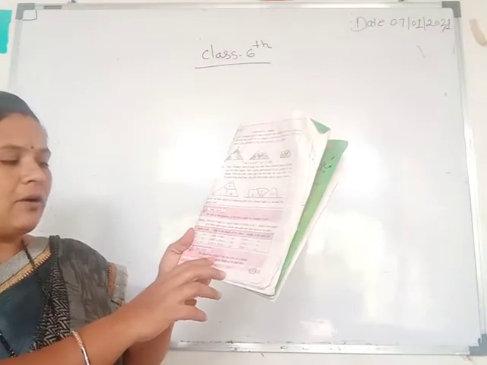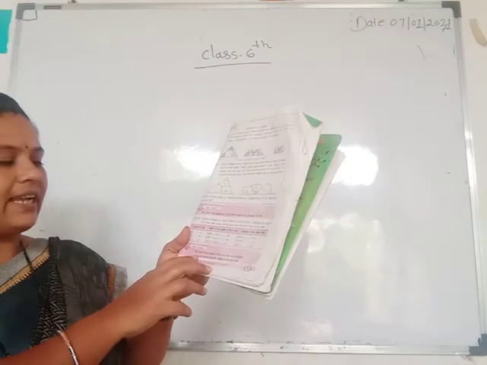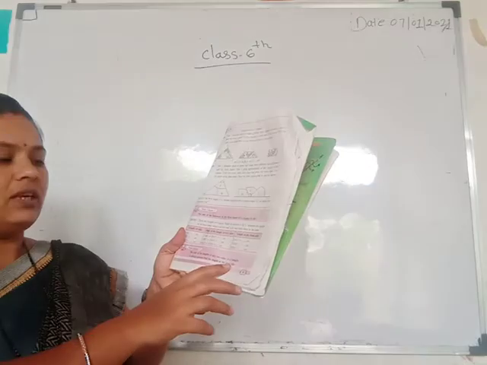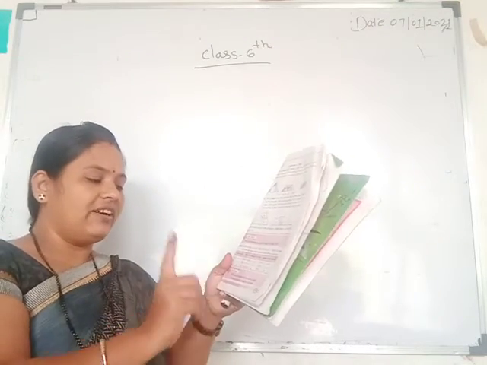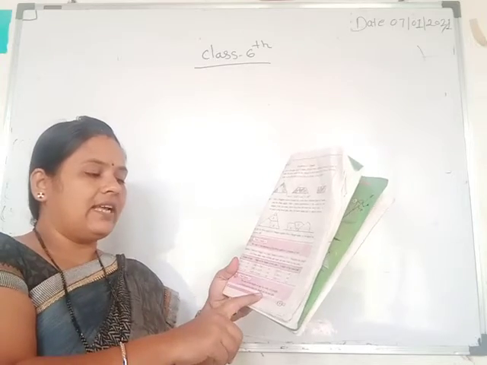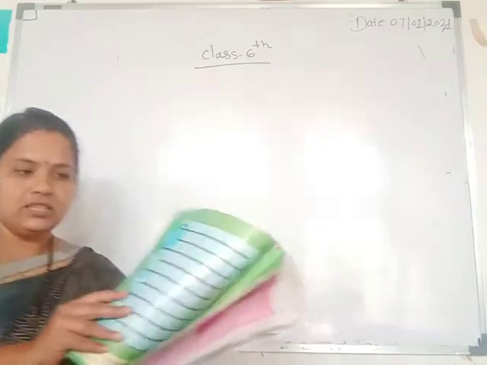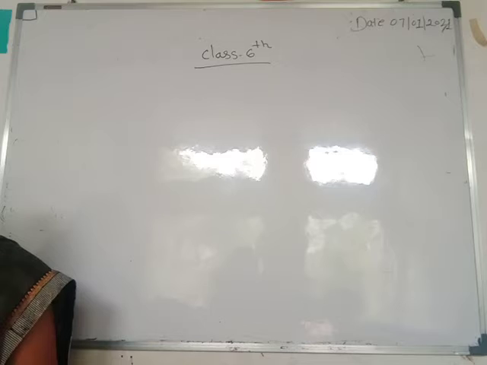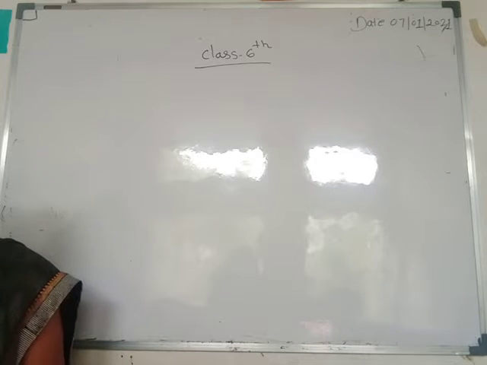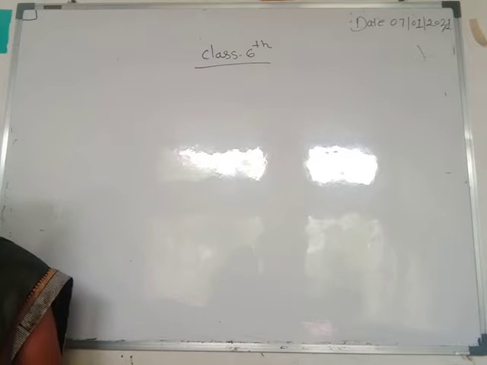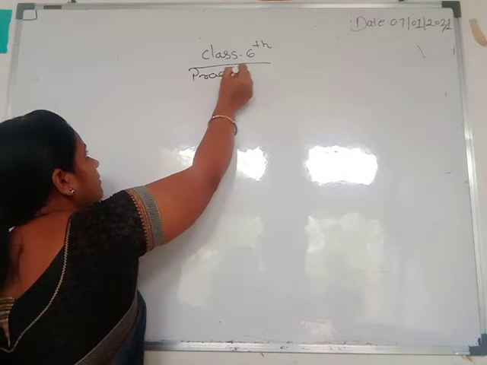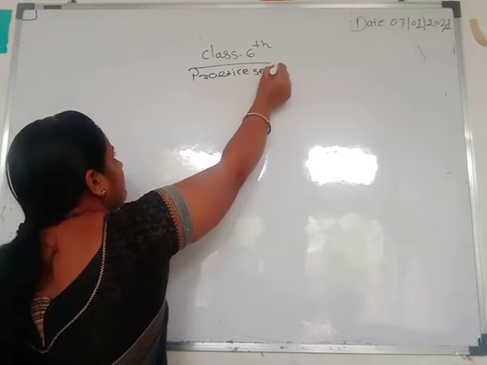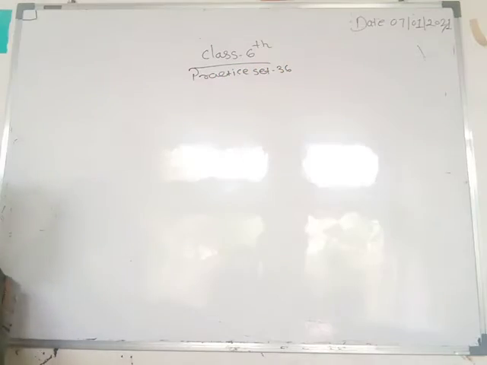Then the sum of the lengths of any two sides of a triangle is always greater than the length of the third side. This is also a property of a triangle. Then practice set 36.